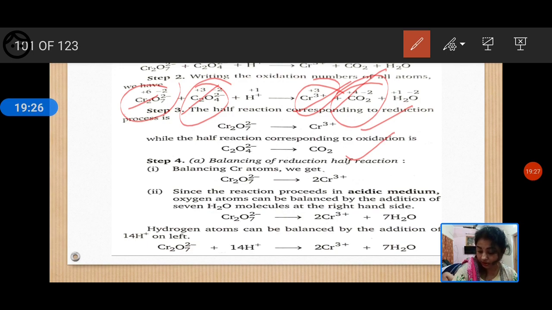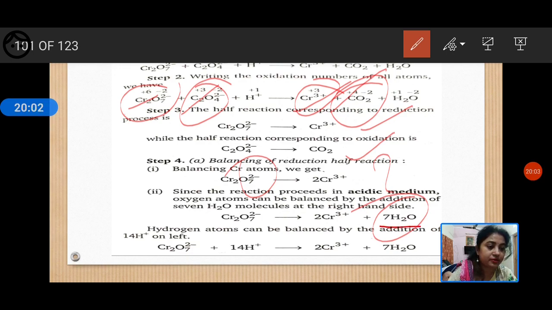In the question, it is given that we have to balance it in the acidic medium. Okay, so in acidic medium, oxygen atoms can be balanced by addition of water molecules. In acidic medium, you have to remember that water molecules will be added. Here you can see that 7 oxygen atoms are here, and here no oxygen atom is there. To balance these 7 oxygen, we have to add 7 water molecules, since the reaction is proceeding in the acidic medium. So what will be next?